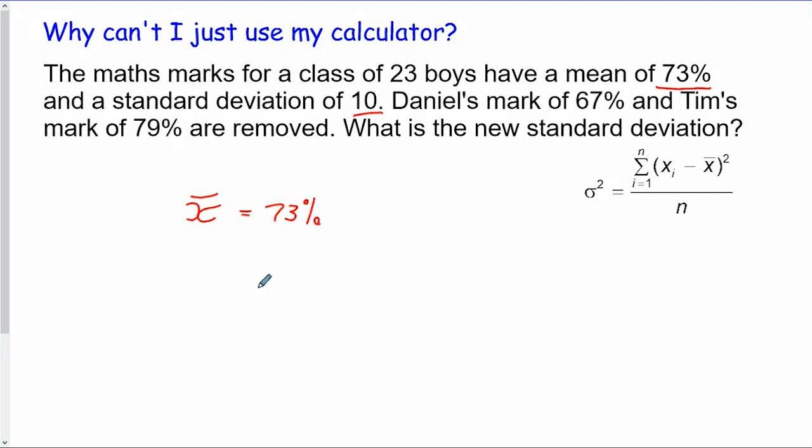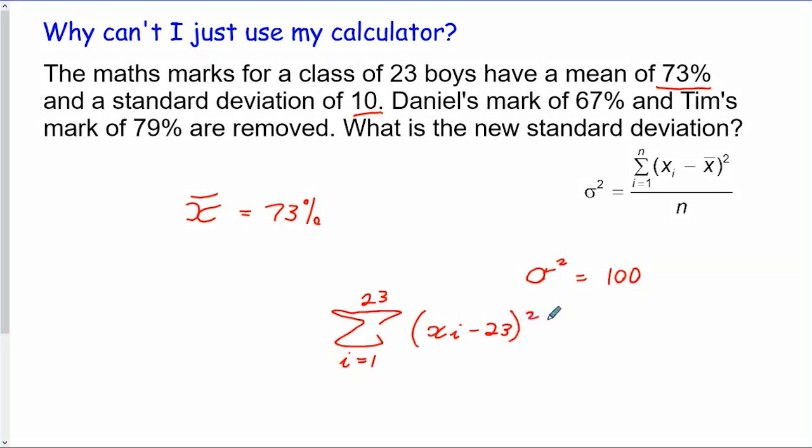All right. Now, what we knew is that the standard deviation was 10, which means that the variance is 100, which means that when we added up all the numbers from 1 to 23, each one minus the mean, squared, we would have got 2,300. And the reason we need to get 2,300 is that when we divide by 23, it being n, we get 100, and then when we square root it, we get our standard deviation of 10.